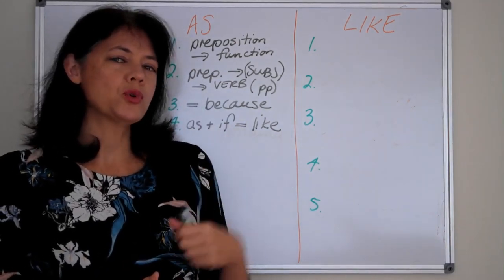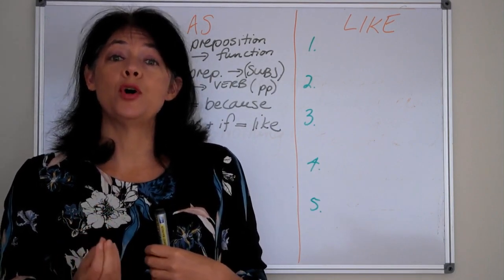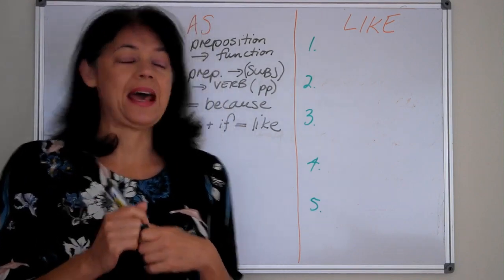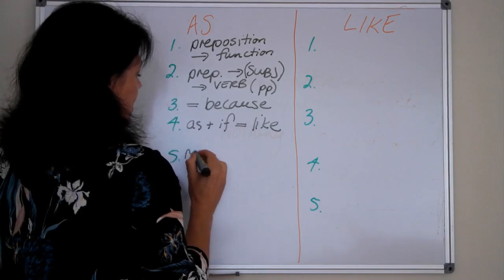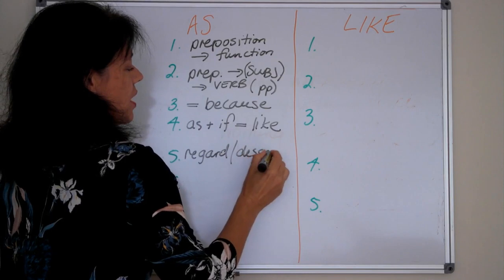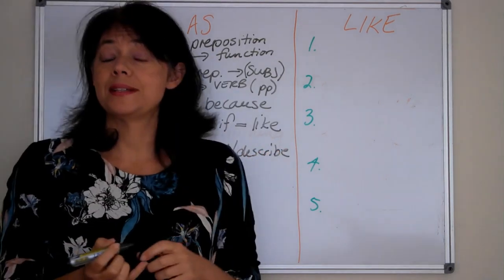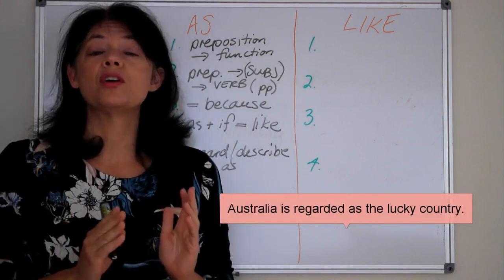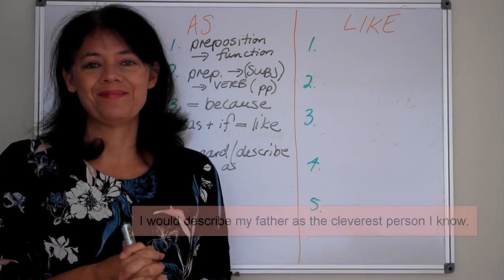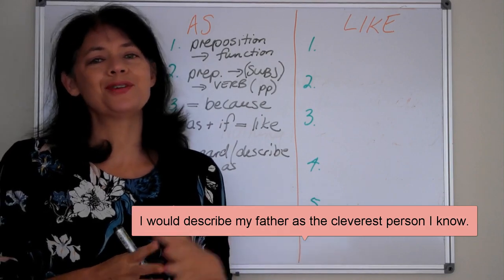So we've done 4 so far. The 5th one is with certain verbs. Regard as and describe as. Regard or describe plus as. For example, Australia is regarded as the lucky country. I would describe my father as the cleverest person I know.